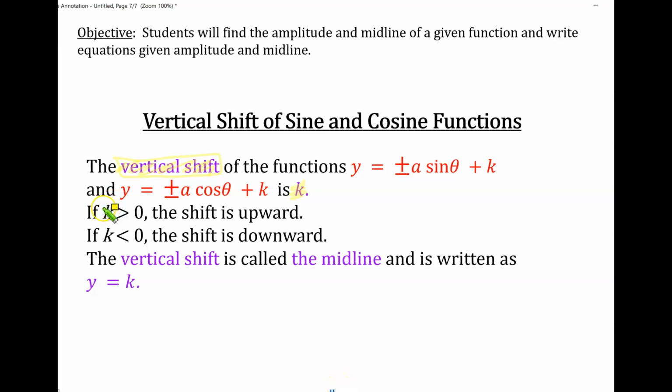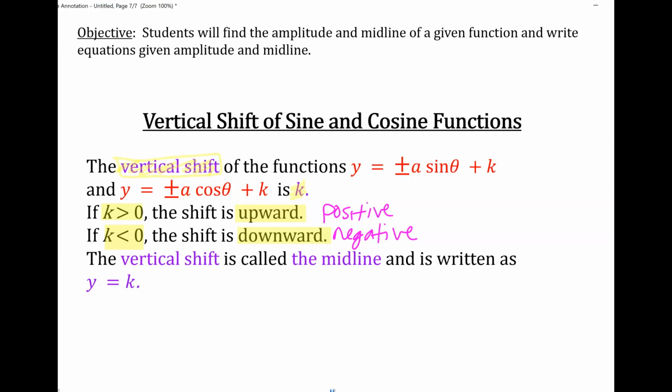Just like before, if k is greater than 0, that means you're going upwards. And if k is less than 0, that means negative, the shift is going to be going downwards, okay? So k greater than 0 is the same as saying k is positive, and k less than 0 is the same as saying your k is negative. If your k is positive, you're going to be going upwards, and if your k is negative, you're going to be going downwards.